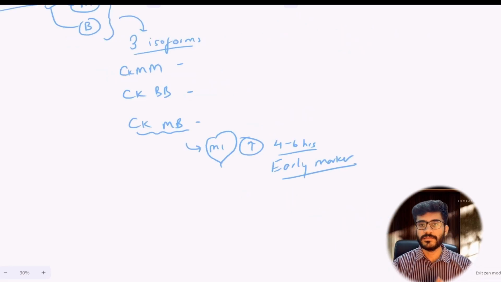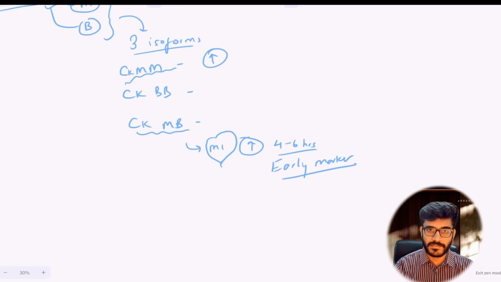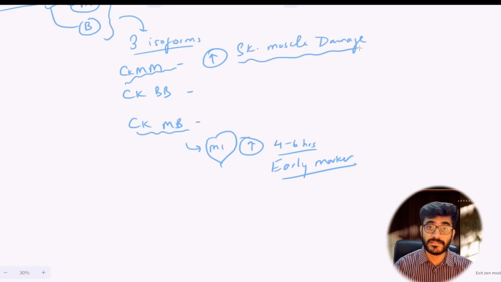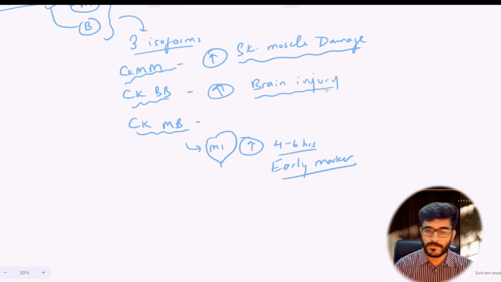Now, a couple of other conditions: CKMM is elevated in skeletal muscle damage. This can include excessive exercise or trauma, muscular dystrophy, rhabdomyolysis. And CKBB is elevated in brain injury. This includes stroke, head trauma, or some cancers. But it's very rare to detect this one in the serum due to the blood-brain barrier. It usually doesn't cross the blood-brain barrier.